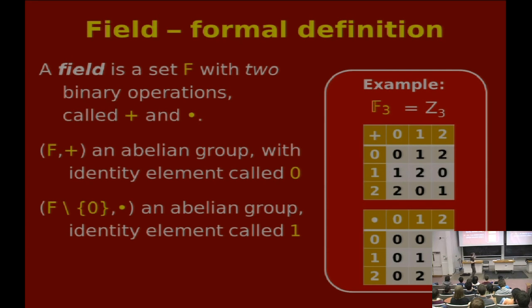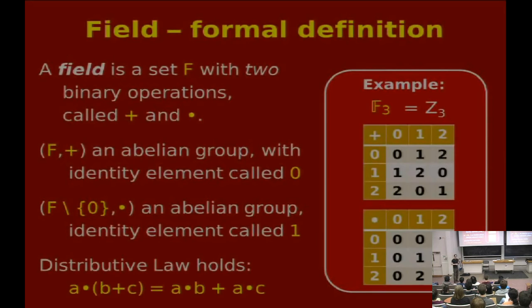Similarly, there's a similar rule for the multiplication. It says that if you take F and delete 0, you don't want to have 0 because 0 does not have a multiplicative inverse. Then F without 0 together with the multiplication operation also forms an abelian group. So you can multiply and divide, and multiplication is associative and commutative like you expect. And you call its identity element 1. So every field has at least 2 numbers in it, 0 and 1, probably more.